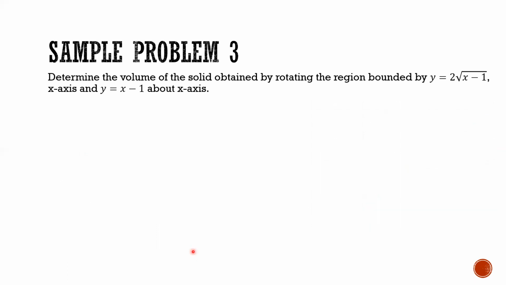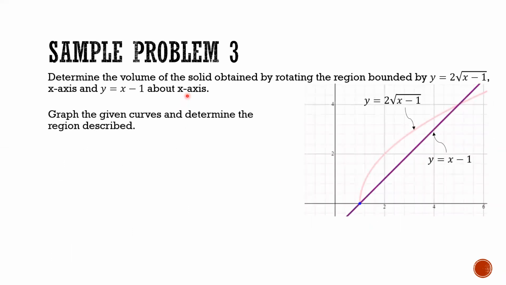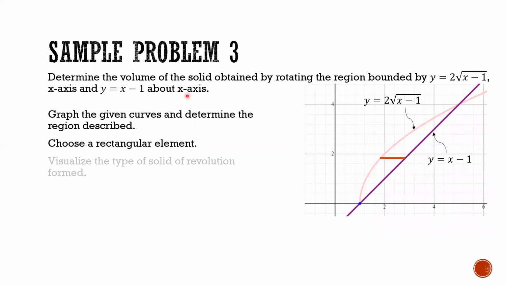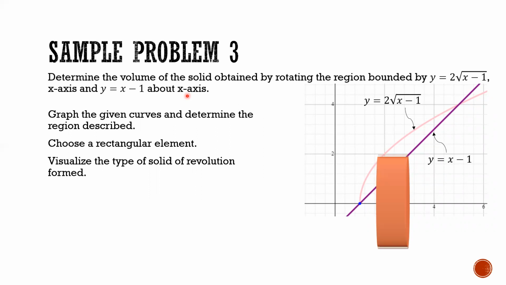Now let's consider example number 3. For example number 3, we will consider the same region. However, we will revolve that region this time about the x-axis. So again, graph, and then choose a rectangular element. I still chose a horizontal element, although it is also possible to use a vertical element for this particular problem. Then let's visualize what will happen once revolved about the x-axis. It will generate that particular solid.